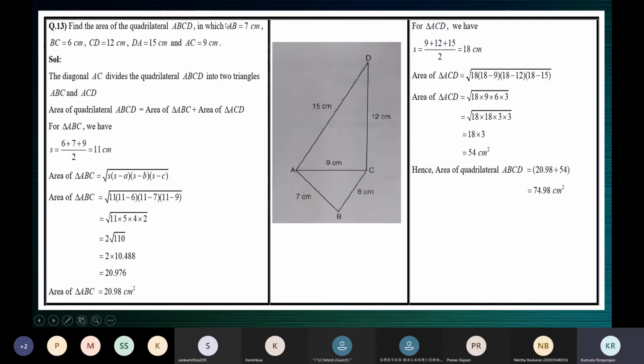See here, AB is given. AB is 7. So see here, children. AB is 7. BC is 6. CD is 12. DA is 15. And AC is given to be 9. That is why they have connected AC.